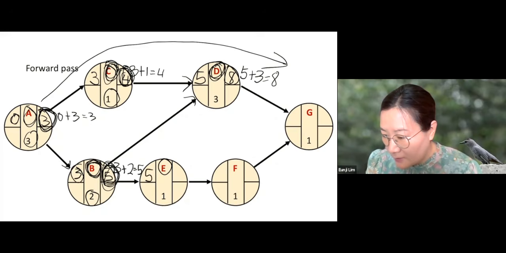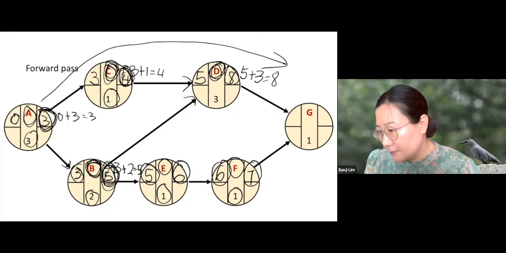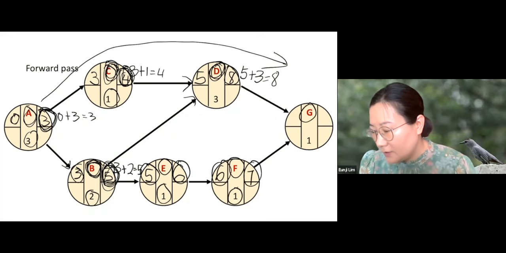5. When is the earliest finish time of E? 5 plus 1, which is 6. Let's go to F. When is the earliest start time of F? 6. When is the earliest finish time of F? 6 plus 1, 7. Now let's go to G.